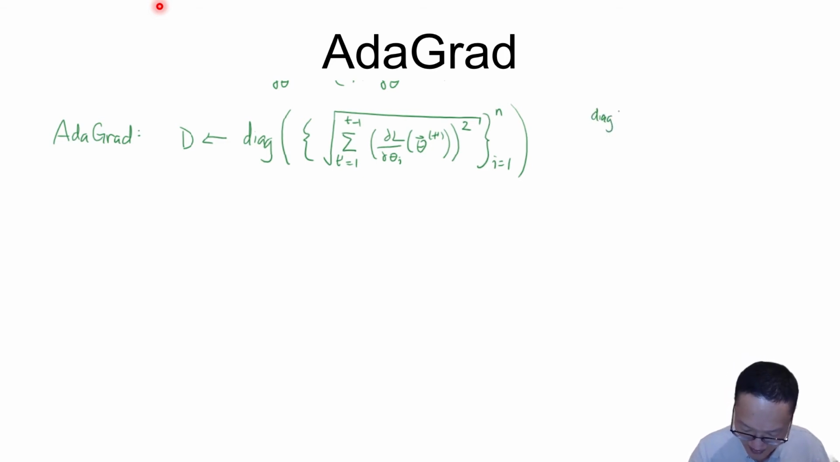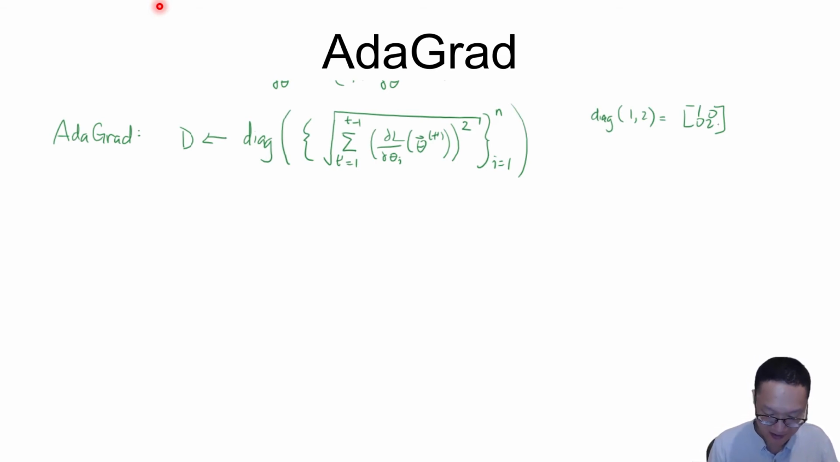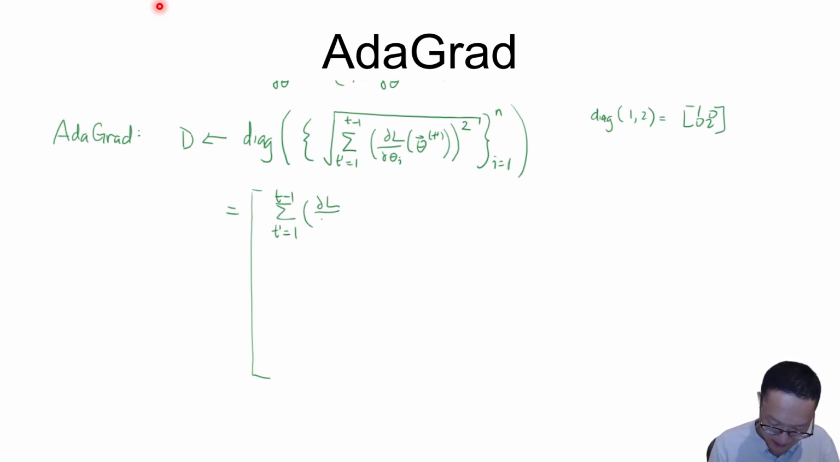For example, diag of 1, 2 is equal to a diagonal matrix with 1 and 2 on the diagonal. Over here, I have a diagonal matrix which is n by n, so that's what the i from 1 to n means. In each element, I'm going to have the sum from the first iteration to the previous iteration of the ith partial derivative, evaluated at that particular parameter theta, squared. It's a little messy. And then square root.